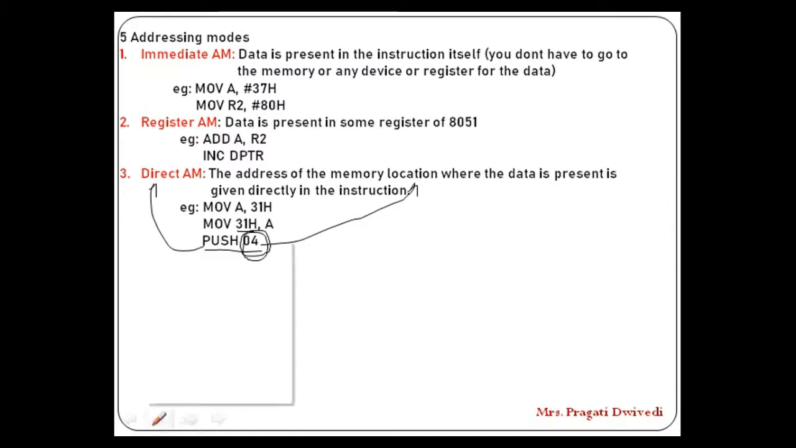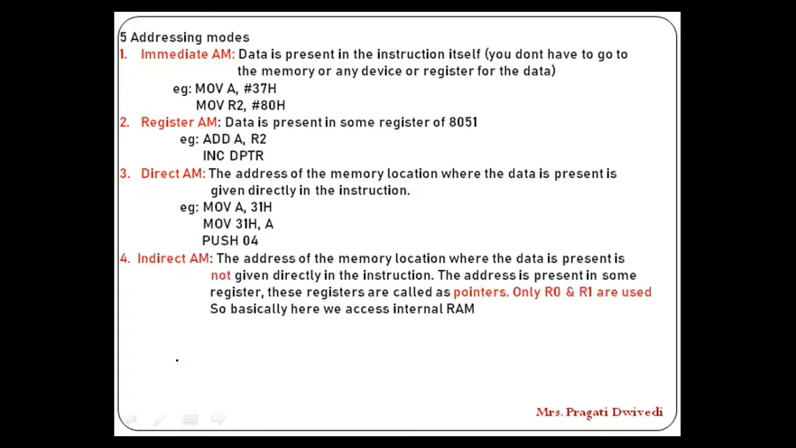Now let us see the next addressing mode. The next addressing mode is indirect addressing mode. See, in direct, you are giving the address directly. Now the name itself, when I say indirect addressing mode, means you are not going to give the address of the data directly.